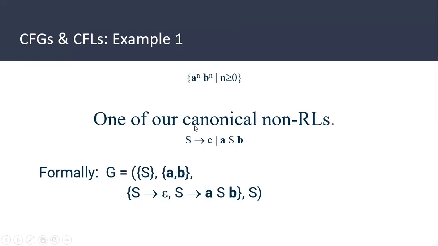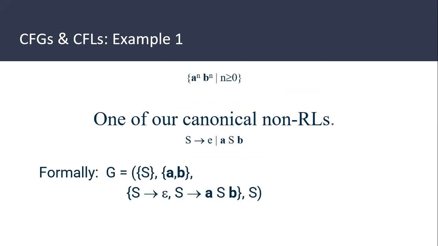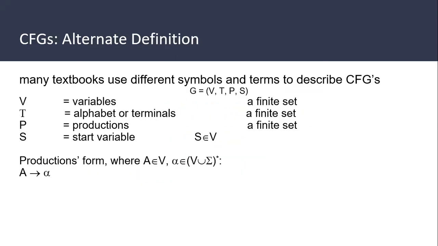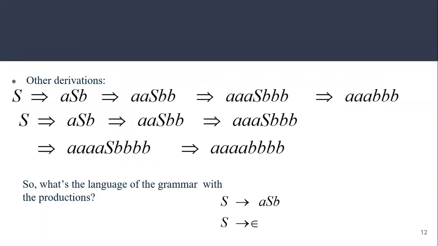We already saw this example, A to the power n, B to the power n, where n is greater than or equal to 0. Just suppose we are given all the strings of balanced parentheses. So now, in the previous section, we were discussing how we can create a string, how we are creating a string with the given production rules.